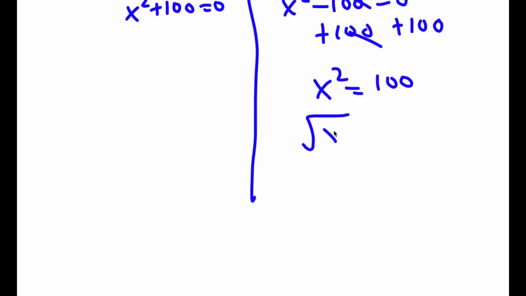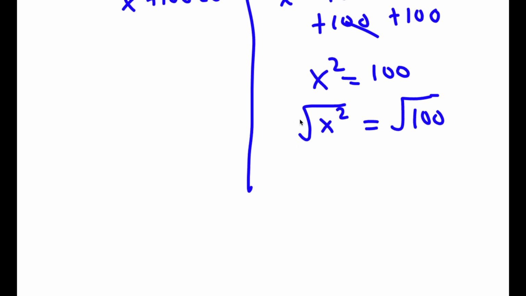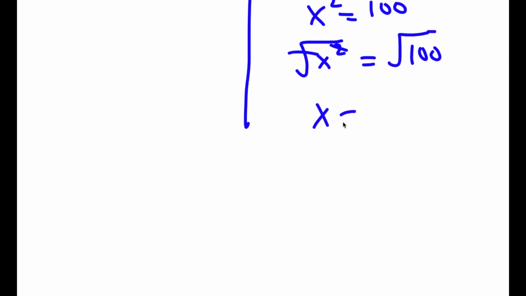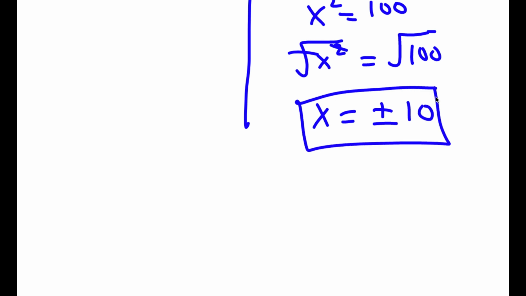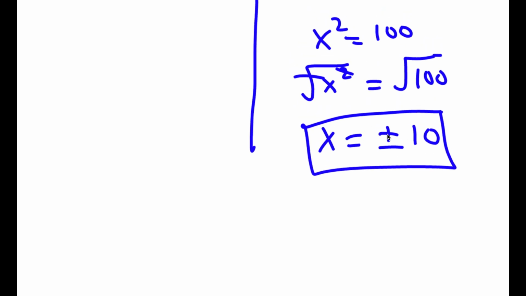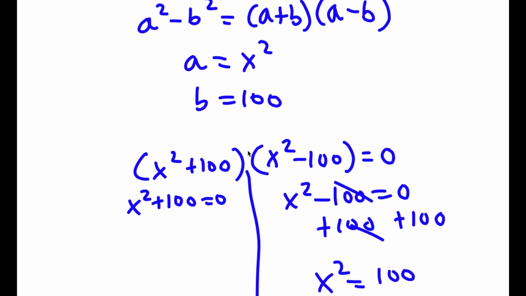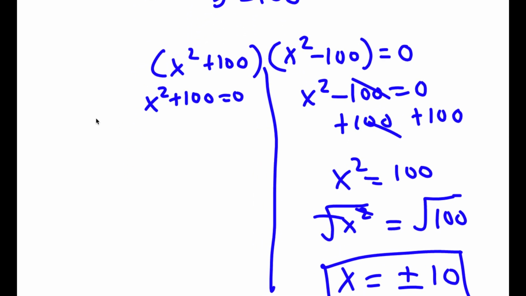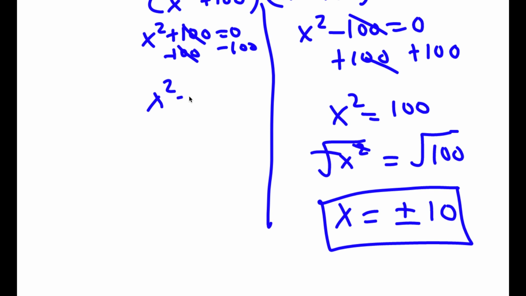Now I'm going to be taking the square root on both sides. So then these two cancel out, and I'm left with x is equal to plus or minus 10. So this is two solutions to this equation. Now, for our two other solutions, for x squared plus 100 equals 0, I'm going to first start by subtracting 100 on both sides. So then these two cancel out, left with x squared is equal to negative 100. Now I can take the square root on both sides.